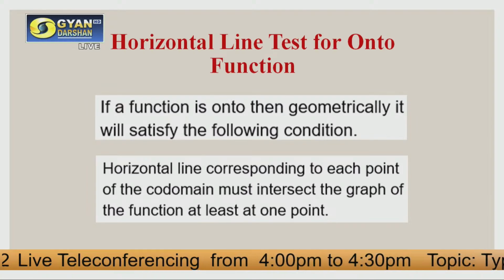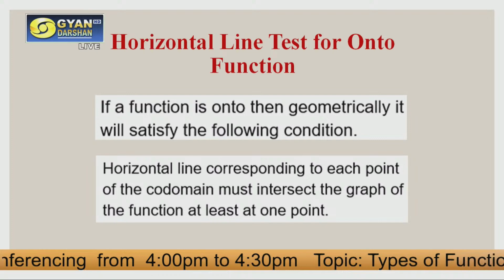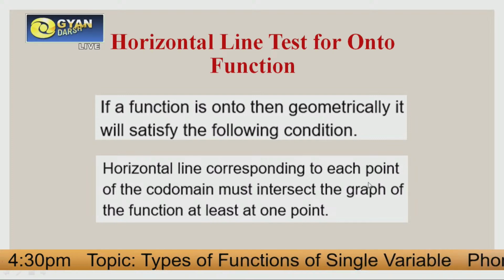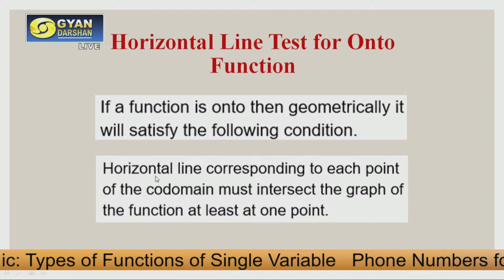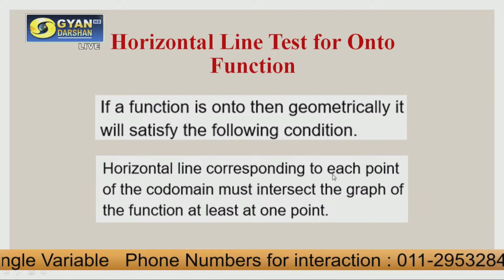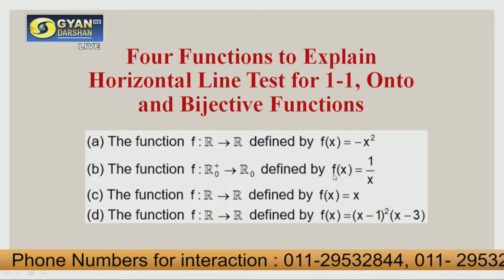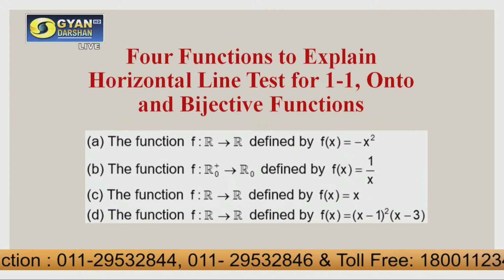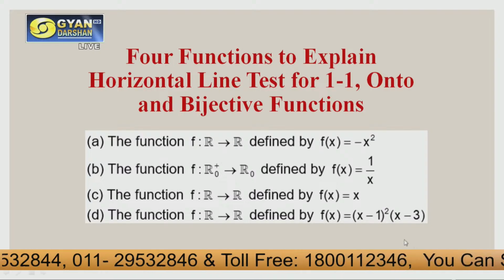And this is the condition for onto functions. If we want to check whether a given graph is the graph of an onto function or not, you can check that each horizontal line should intersect the graph at least at one point. Now, to explain this horizontal line test, let us consider these 4 examples.